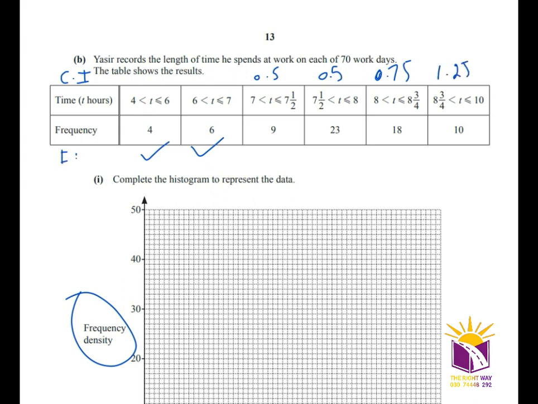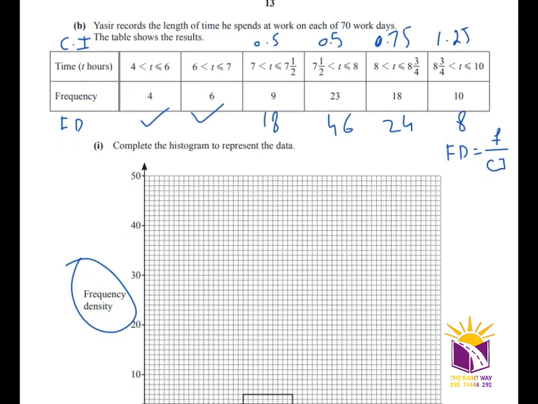Now frequency density. We are using the formula frequency density equals frequency divided by class interval. So 9 divided by 0.5 will be equal to 18. 23 divided by 0.5 will be equal to 46. 18 divided by 0.75 will be equal to 24, and 10 divided by 1.25 will be equal to 8.